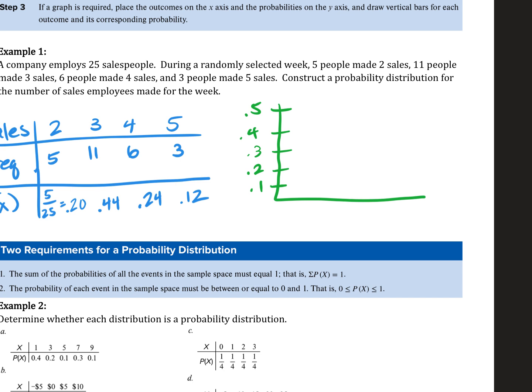My first one was 0.2. I find it easier to do my bars and then label my x-axis, but I don't care how you do it. The next one was 0.44, so it's about halfway. The next one was 0.24. And the last one was 0.12. And there's my histogram.